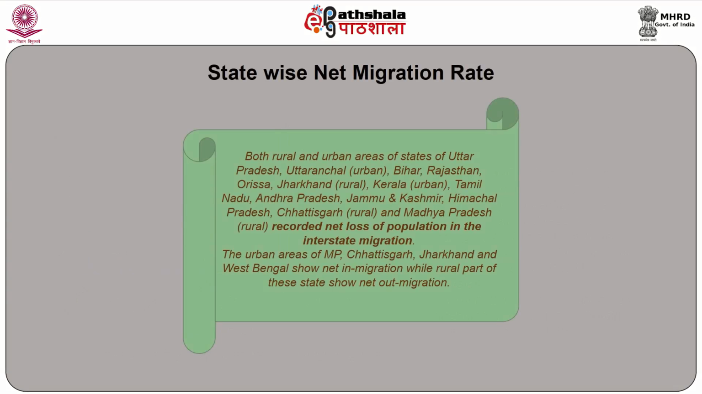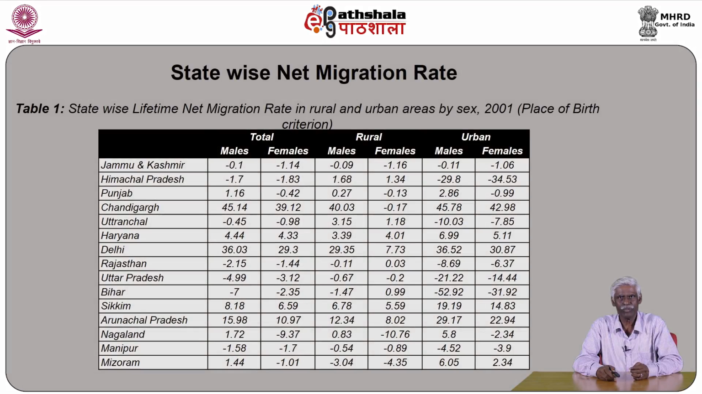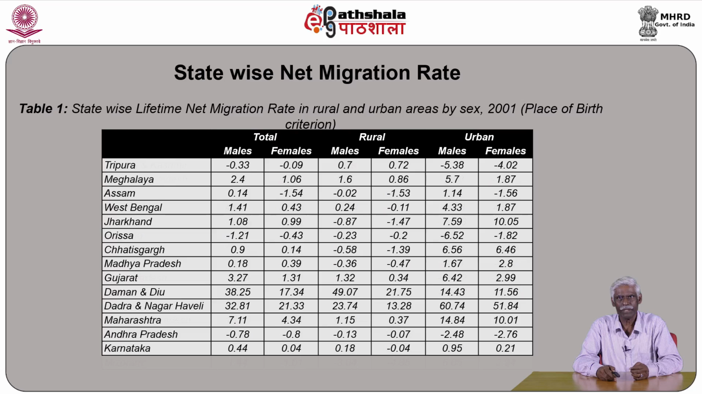Both rural and urban areas of Uttar Pradesh, Uttaranchal, especially urban areas, Bihar, Rajasthan, Orissa and Jharkhand in the case of rural, Kerala, for instance urban areas, Tamil Nadu, Andhra Pradesh, Jammu and Kashmir, Himachal Pradesh, rural Chhattisgarh and rural Madhya Pradesh have recorded net loss of population in interstate migration. The urban areas of Madhya Pradesh, Chhattisgarh, Jharkhand and West Bengal showed net in-migration, while the rural parts of these states show net out-migration. The table shows the huge state-wise variations in lifetime net migration rate, separately for rural and urban areas and by sex, based on the 2001 census, worked out using migration from place of birth as the criterion.